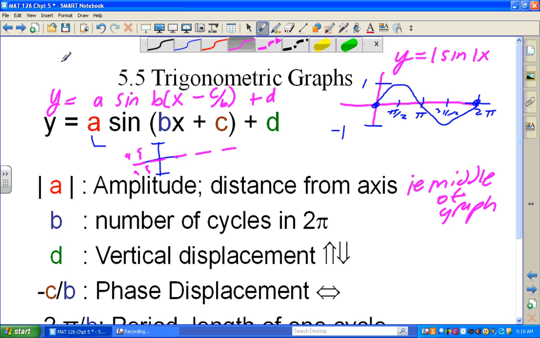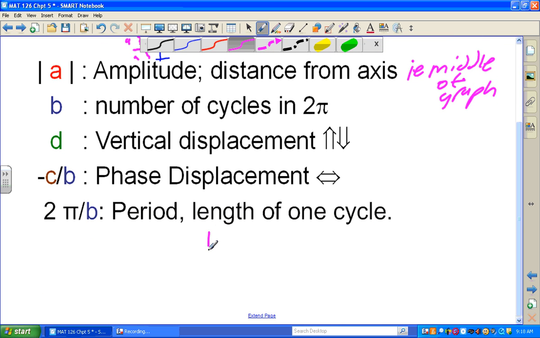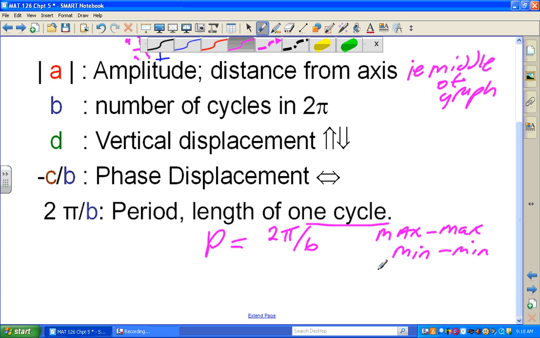If I want to find the length of one cycle, that's known as p, the period of the graph. The period of the graph is the length of one cycle. That's the other place you use b. 2 pi divided by b gives you the length of one cycle. One cycle could be from maximum to maximum, it could be from minimum to minimum, or it could be from start to finish.